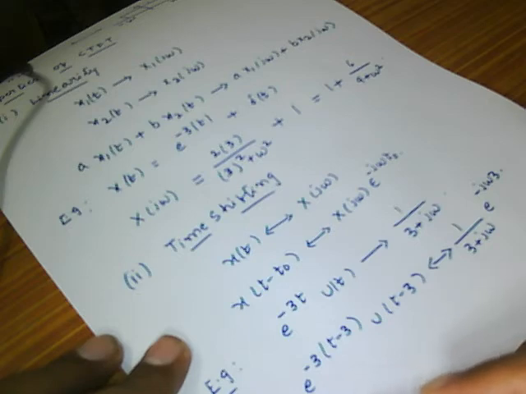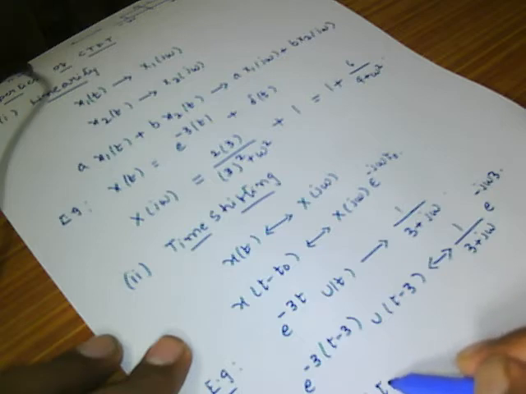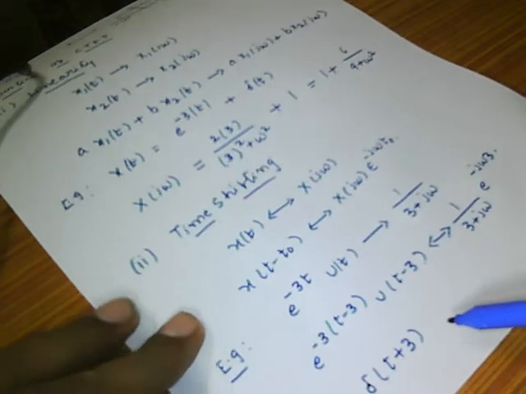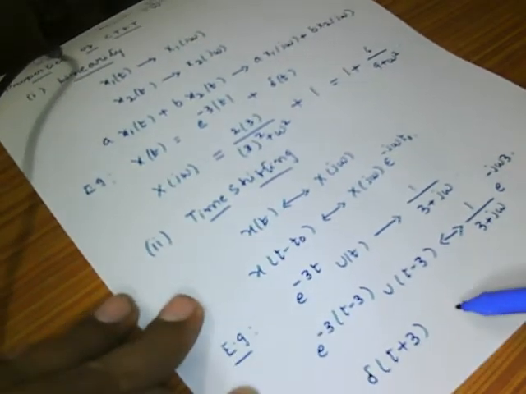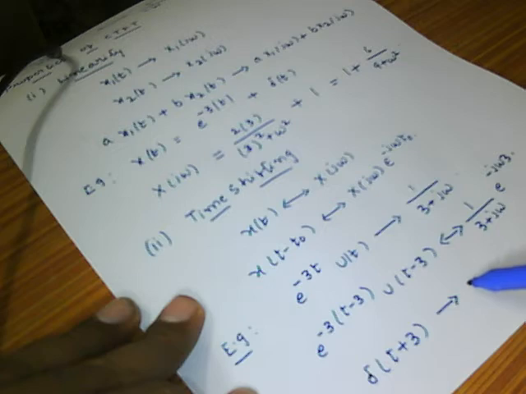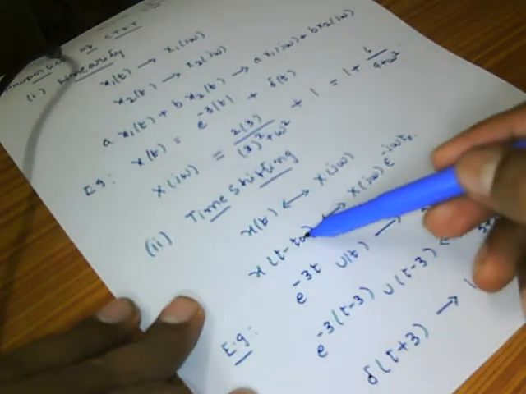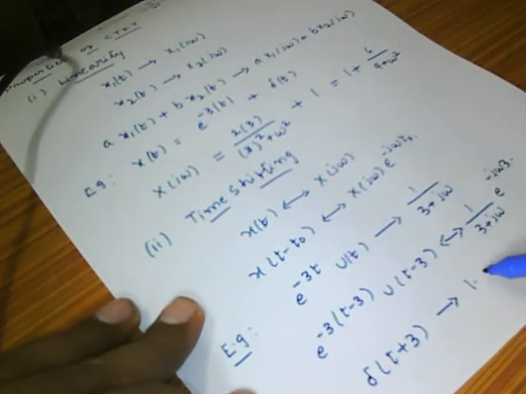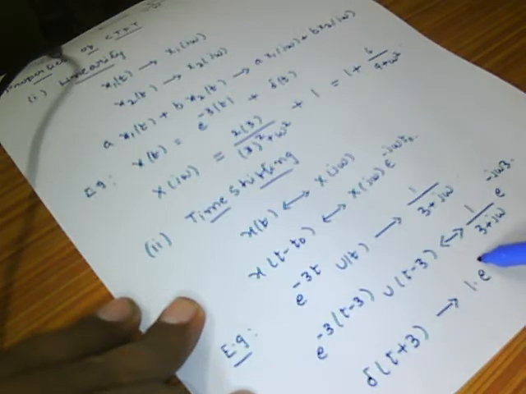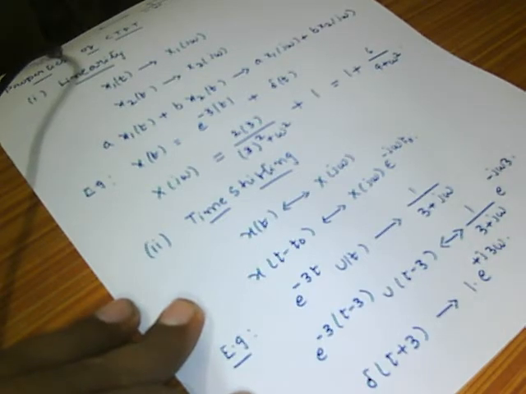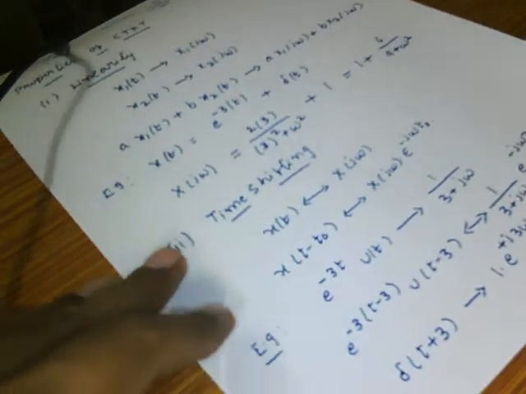So one more example: for example, I want to find the Fourier transform of delta of t plus 3. For this, again the Fourier transform will be 1. Now t naught has become minus 3. So the Fourier transform of delta of t plus 3 will be equal to 1 into e power plus j into 3 omega. Right.